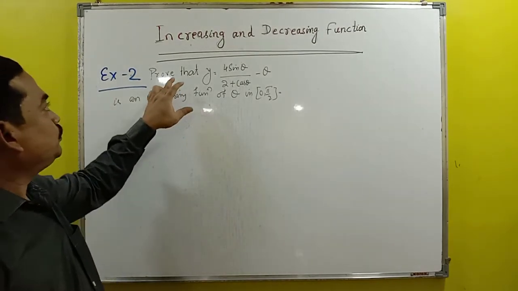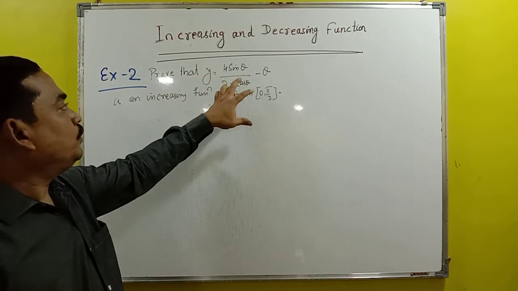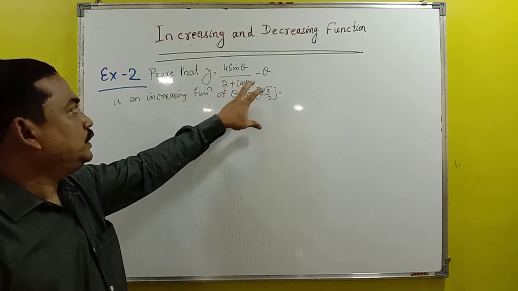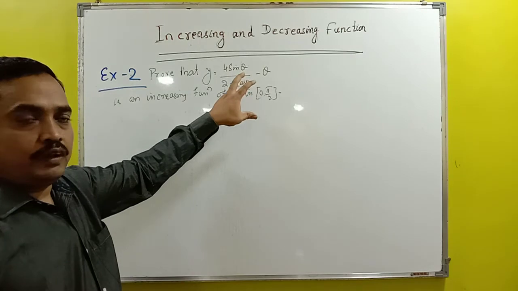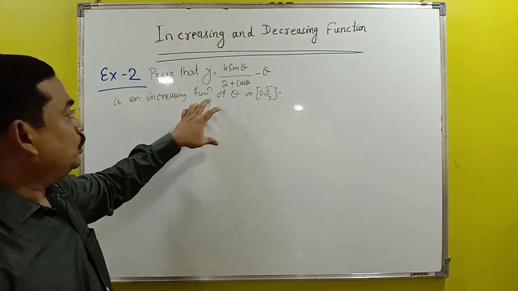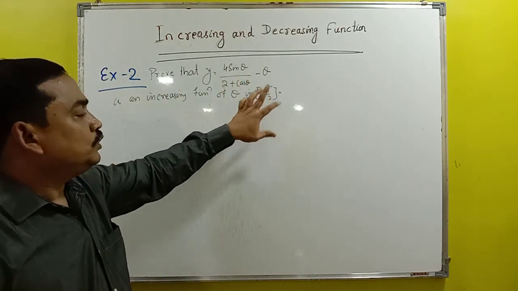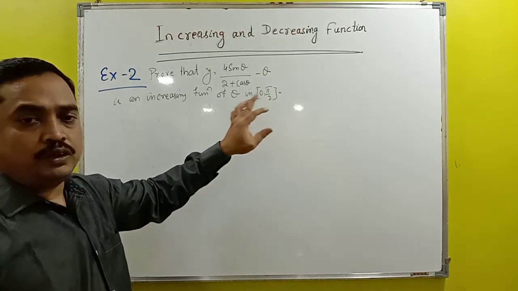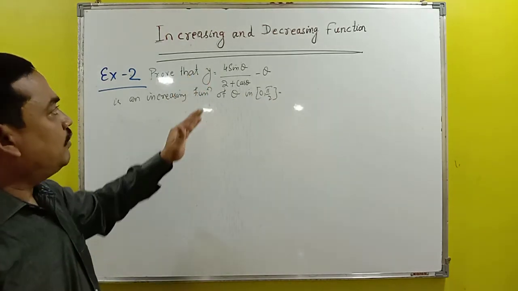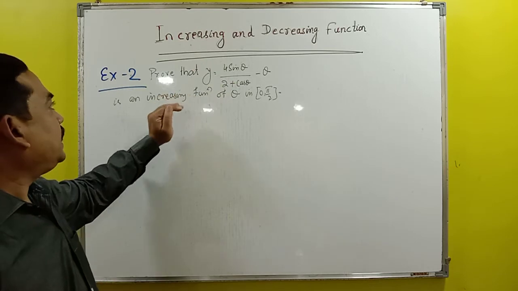Here the question is: prove that y is equal to 4 sin theta upon 2 plus cos theta, minus theta, is an increasing function of theta in the interval 0 to pi by 2. Here 0 to pi by 2 is fixed, and in this complete interval this function is strictly increasing.